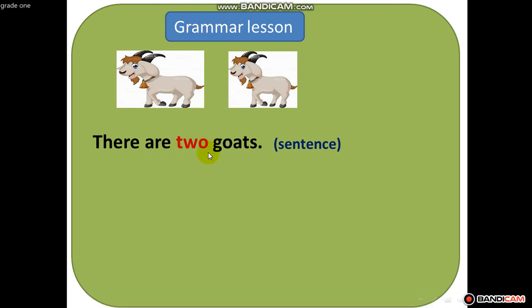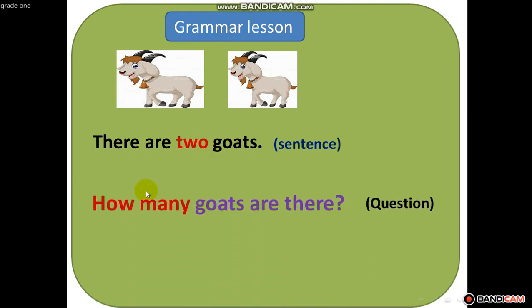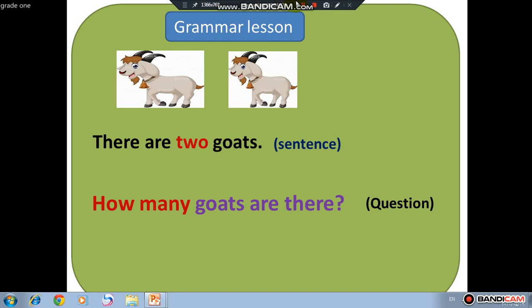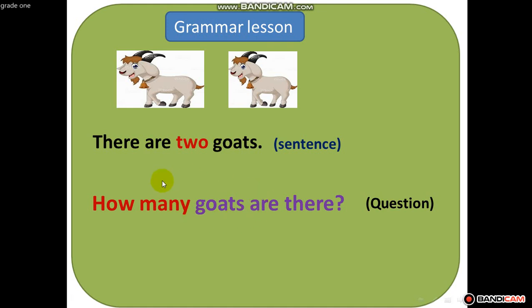If I'm going to make a question, we have to say, how many goats are there? Look at this question. We have to use a plural noun after how many. So we have to say how many goats. We can't say how many goat. No, this is wrong. The correct question is how many goats are there? Can I use goat after how many? No, because we have to use the plural noun.